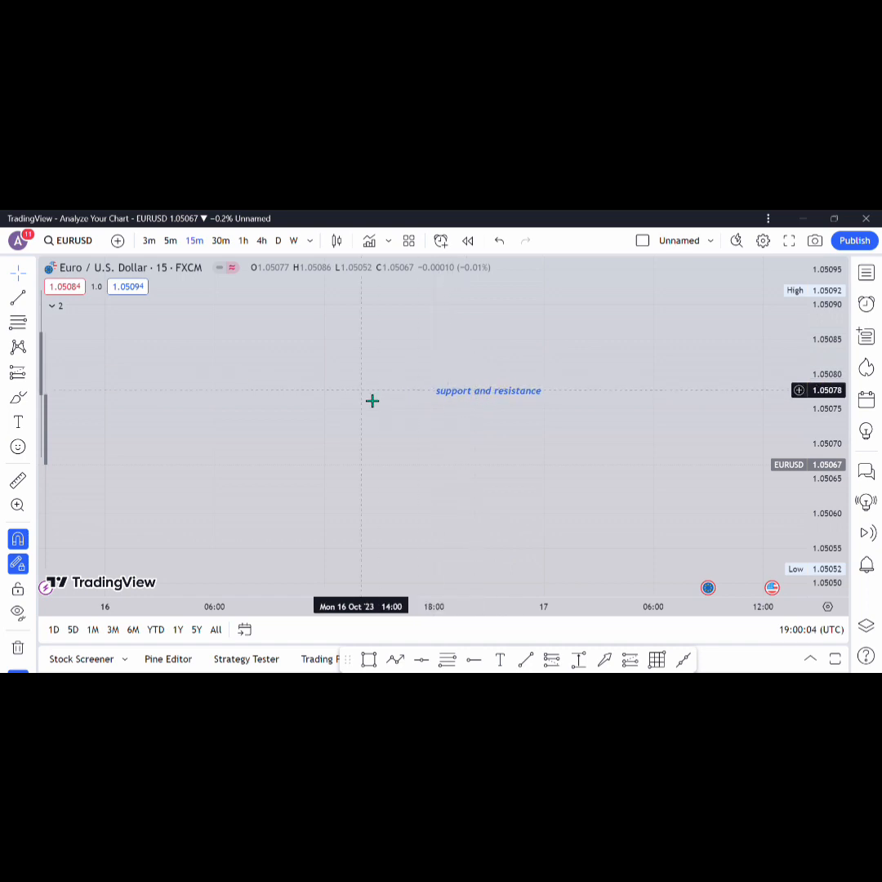So very easy. Support and resistance. This is just something I love so much. I love this strategy. What do we mean by support and resistance? Let me give a simple illustration.